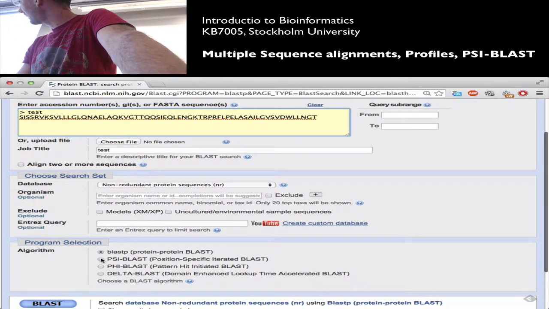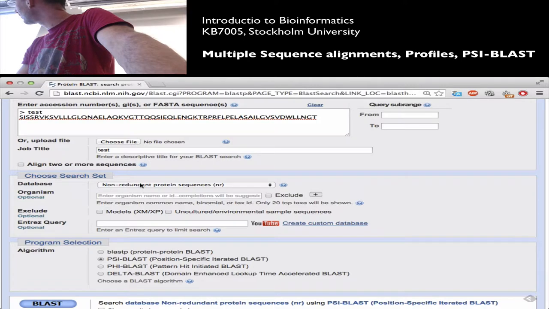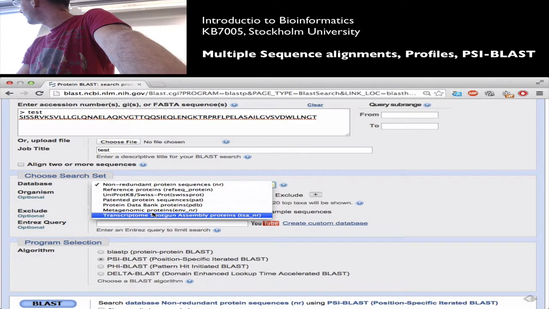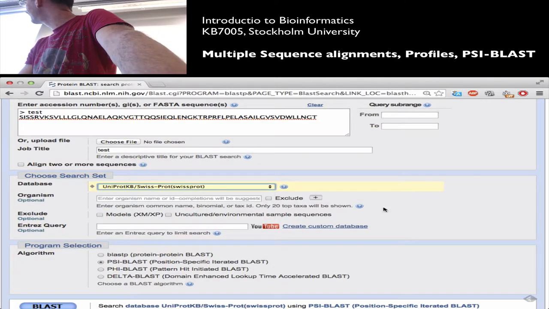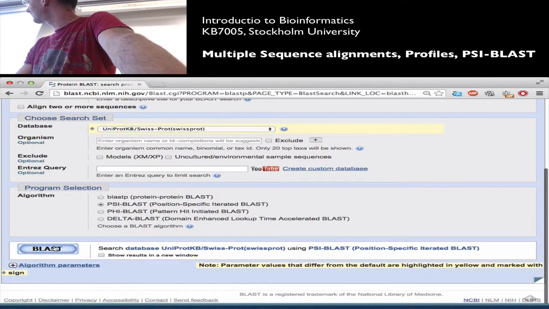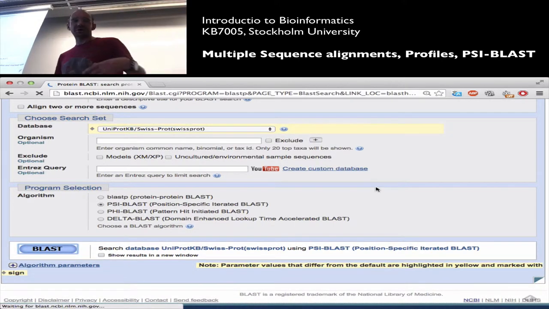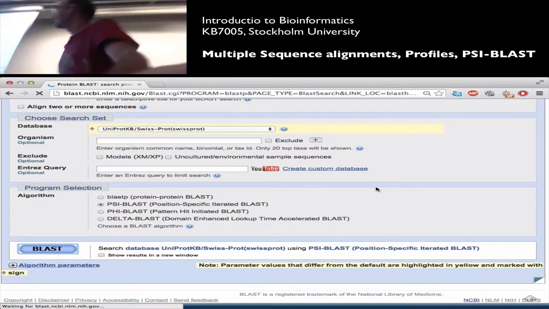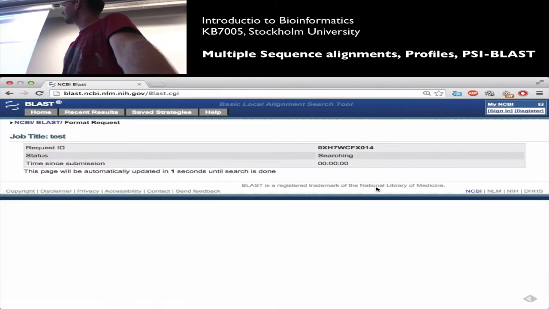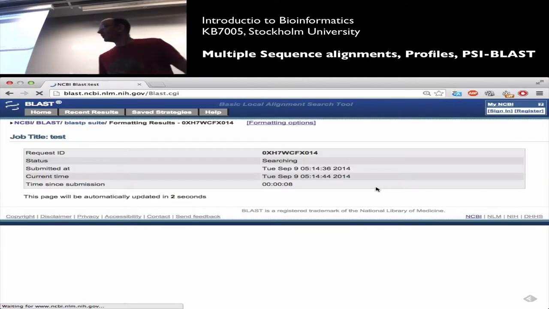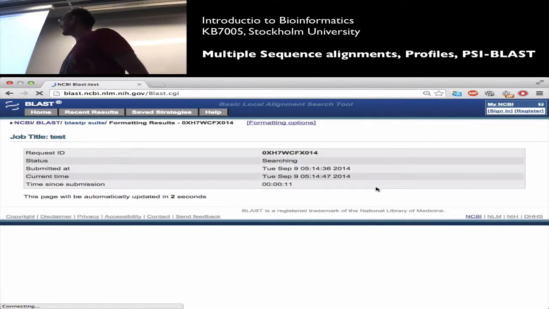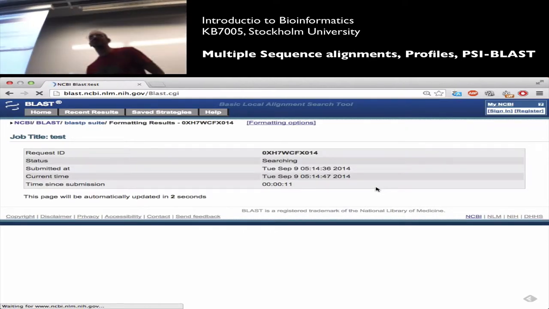I want to run PSI-BLAST instead, so I click there, and I want to run the sweet spot, and then run it. So this is quite fast. If I run NR, I find more sequences than that, but it takes longer. So in the meantime, you can think about what Markov chains have to do with protein sequences.